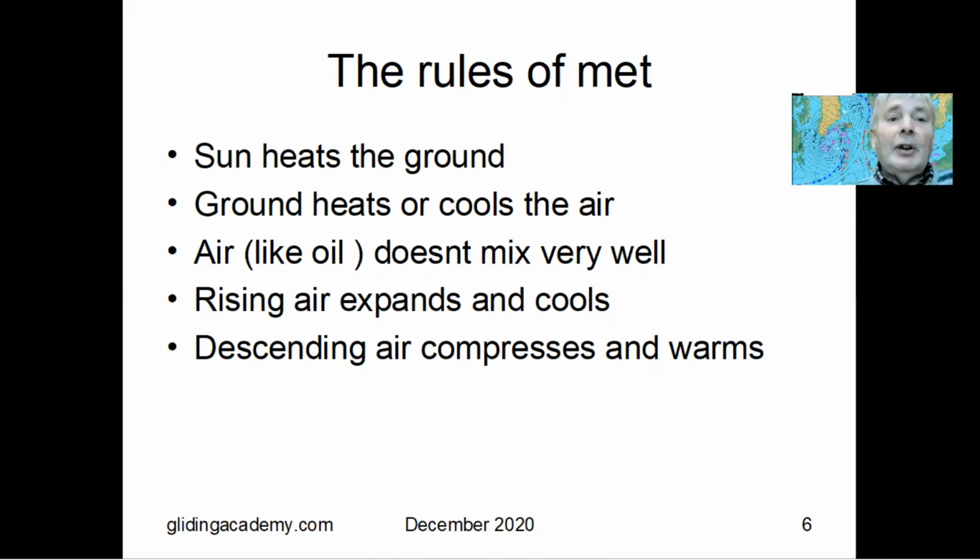Rising air, because it's going into an area of lower pressure, expands, and because it's expanding, it cools. This is the adiabatic process. And conversely, descending air, as it's going into areas of higher pressure, compresses and therefore it warms.